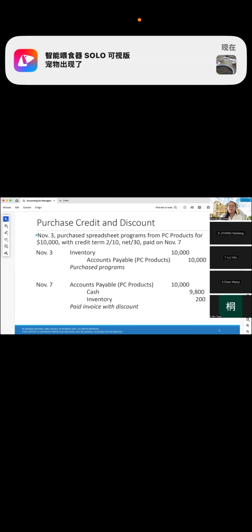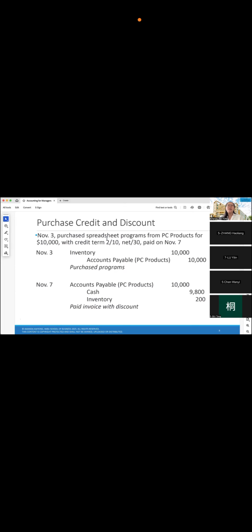On 3rd of November, the company purchased some spreadsheet programs from PC Products for $10,000, and it has a credit term 2/10, n/30, and it was paid on 7th of November. To recap, the credit term 2/10 means if you pay within 10 days of receiving the invoice, you would enjoy a 2% discount. Otherwise, if you do not want to pay within 10 days, you have to pay the full amount within 30 days, and therefore it's n/30.